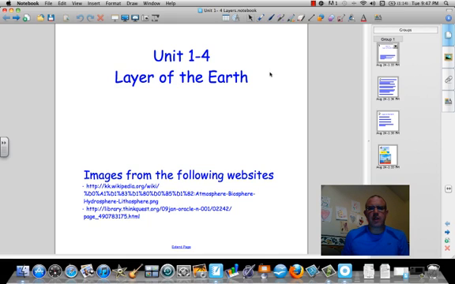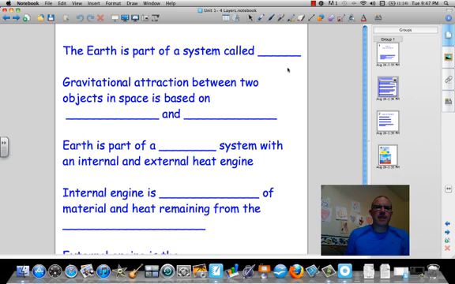Unit 1-4, the layers of the Earth. So we're starting to get into a little more detail about the Earth and how it's set up. And there are different layers within the Earth. So we need to talk about some of the properties of the Earth.